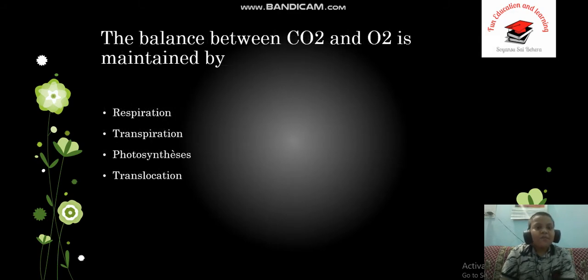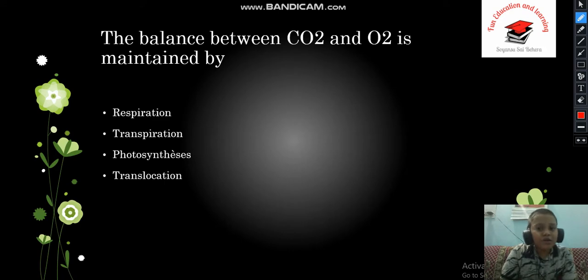Next, the balance between CO2 and O2 is maintained by respiration, transpiration, photosynthesis, or translocation. CO2 comes in and O2 goes out. So the answer is photosynthesis.